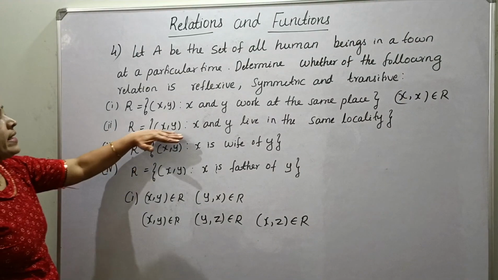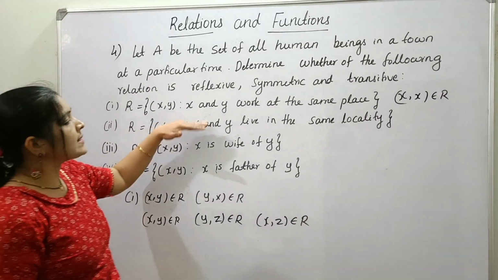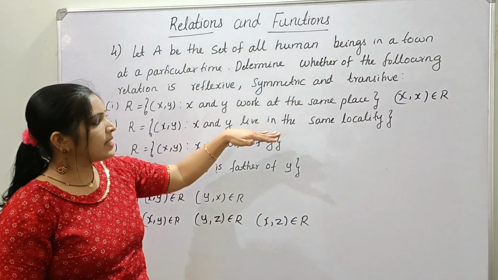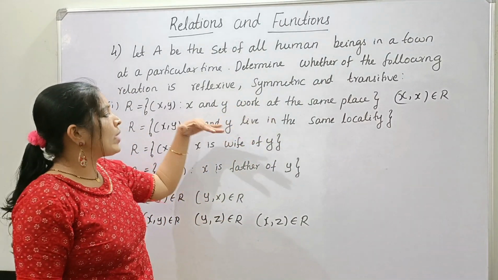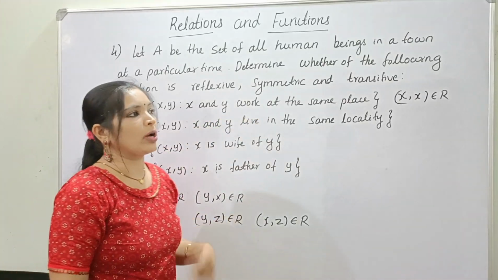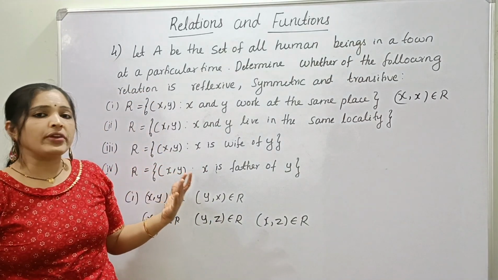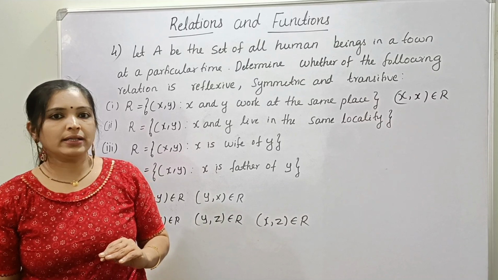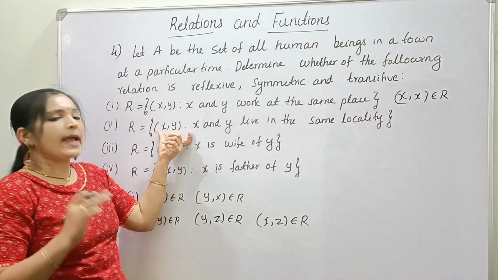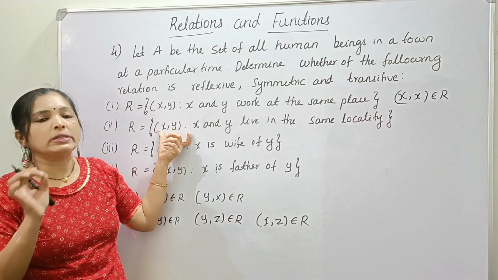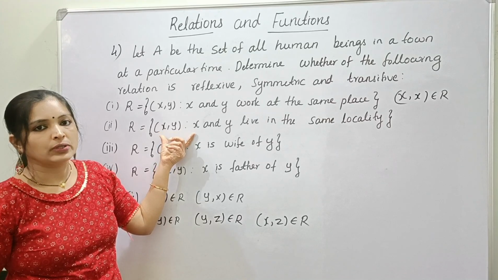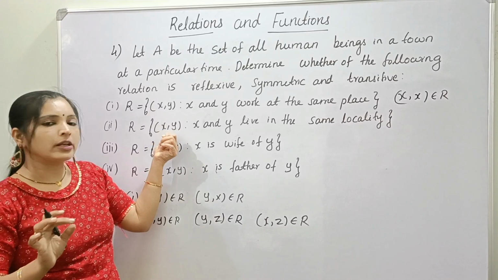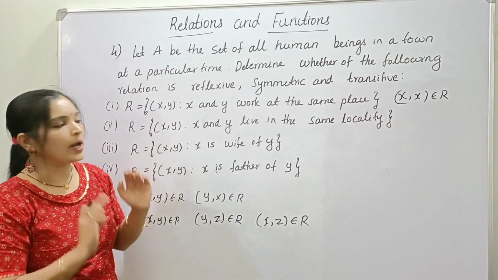See, the second one is xy such that x and y live in the same locality. It is similar to the first one, right? So here also we can say x and x live in the same locality, right? So here we say xx belongs to R. Therefore, according to the definition, this relation is reflexive.